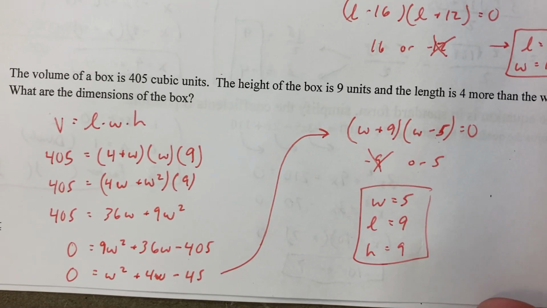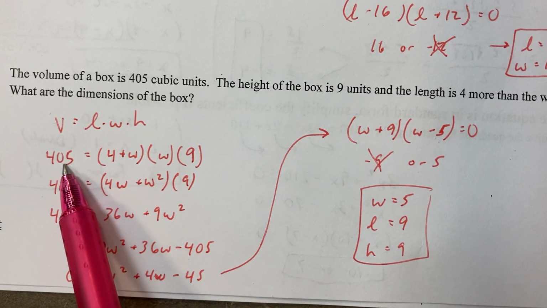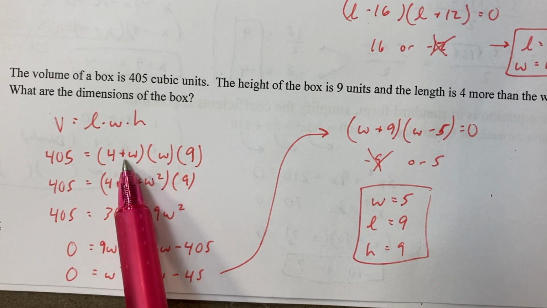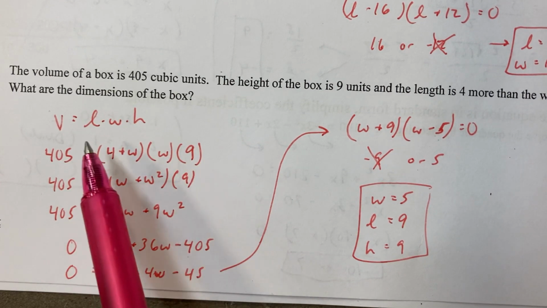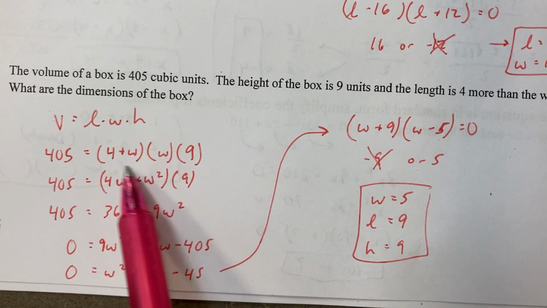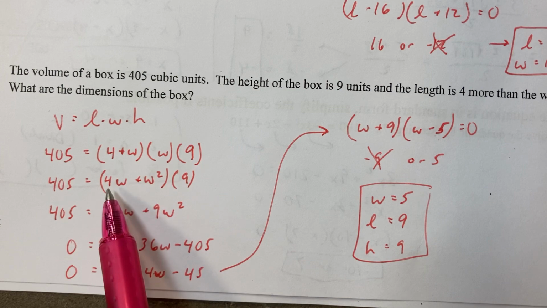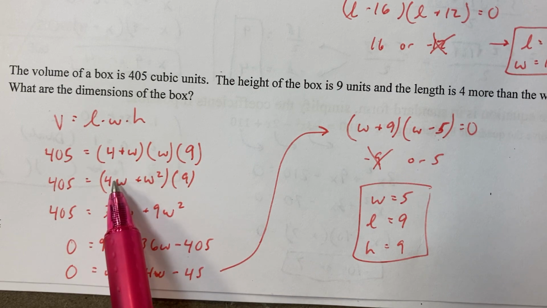Number 6, volume is length times width times height. Read the question, they give you the volume. They give you that the length is 4 plus the width, and the height is 9. From there, put these together, distribute the W. Again, I'm going fast, but you can pause and catch up.